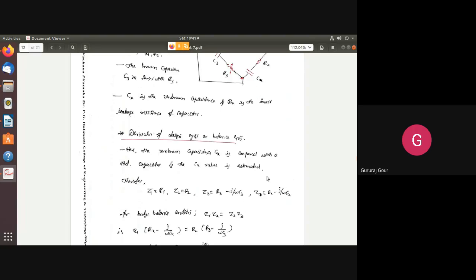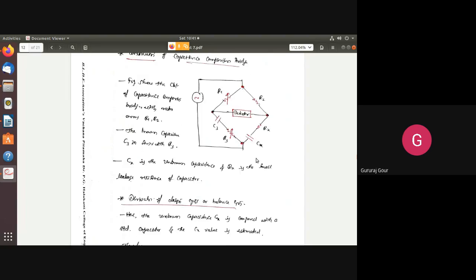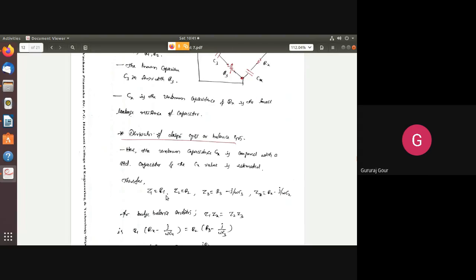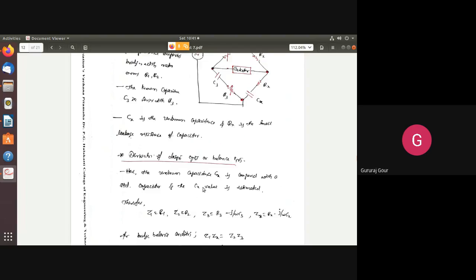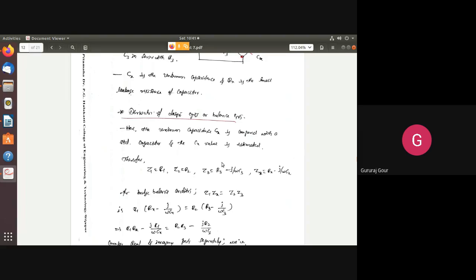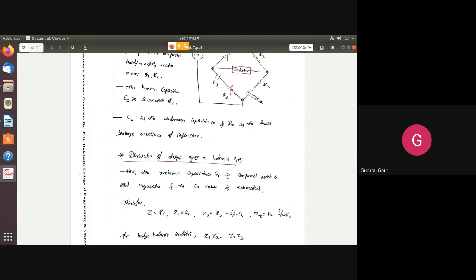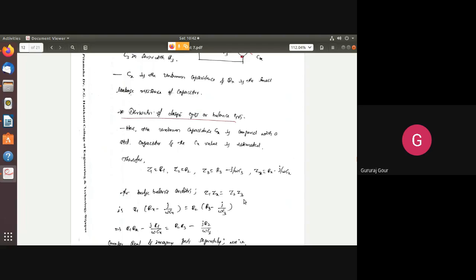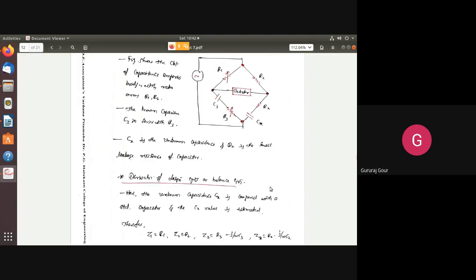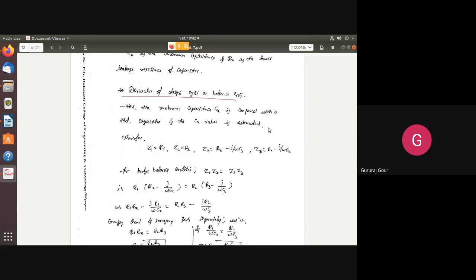Now let us derive the bridge balance equation. You can see Z1 is R1, purely resistive, Z2 is R2, Z3 is the R3 and C3 combination, so I can write it like this: R3 minus j by omega C3. In the same way, Zx is going to be Rx minus j by omega Cx. So how can we write the bridge balance equation? Z1 into Zx, opposite pairs: Z1 into Zx equal to Z2 into Z3.